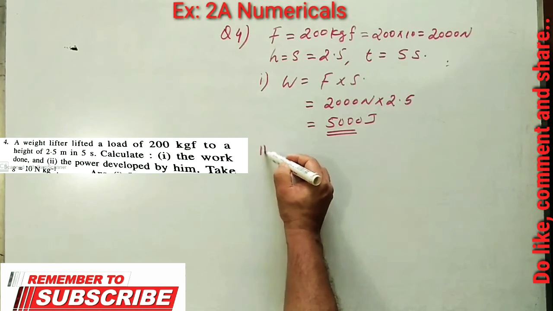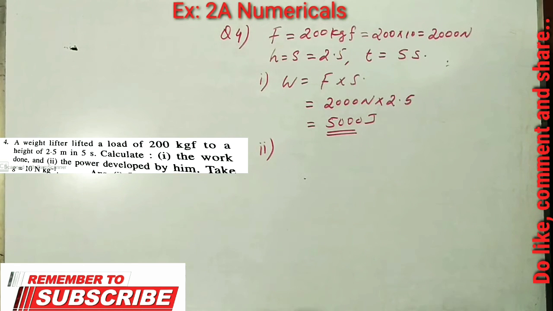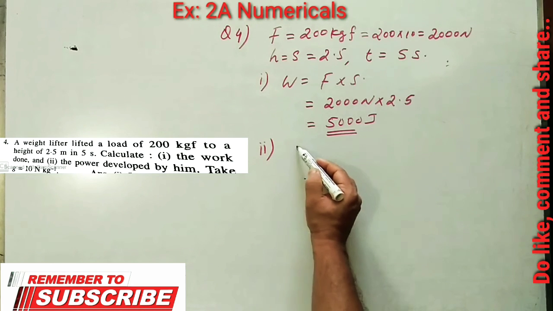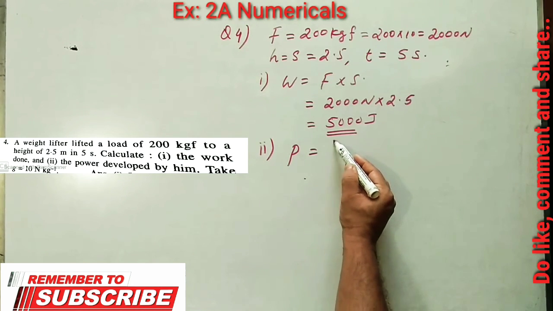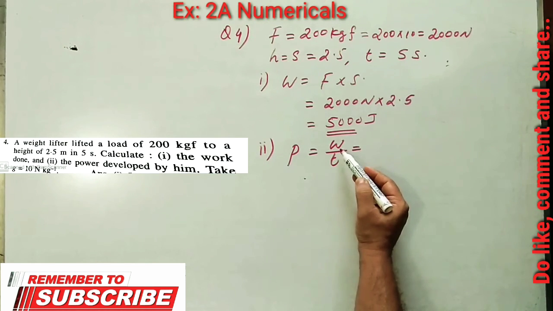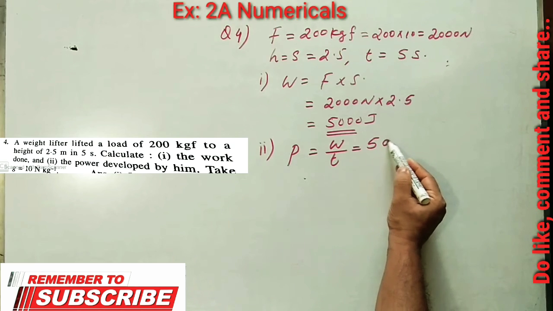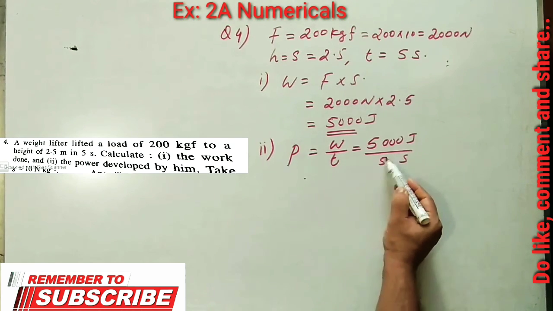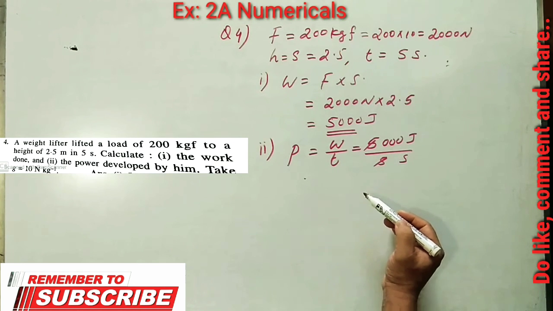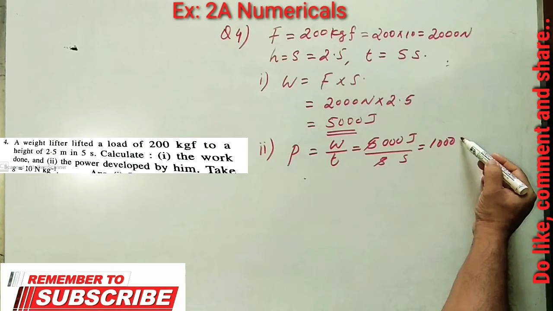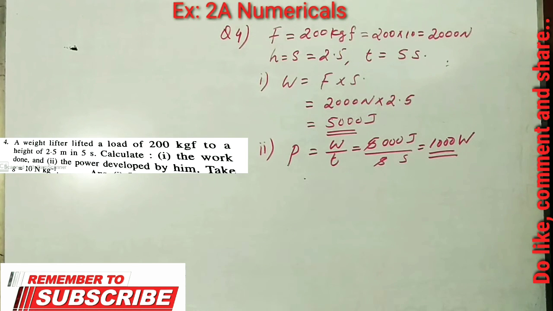Clear? Second part. What is the second part? The power developed by him, the power developed by the weightlifter. So power is equal to, you know the formula, rate of doing work, W by T. Work done we have already calculated. Place the value of work done over there, 5000 joule divided by the time, 5 seconds. So cancel it. We are getting 1000 joule per second. Joule per second is nothing but watt. So 1000 watt. Clear? Okay.